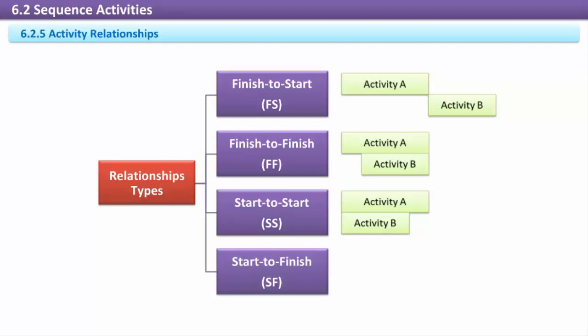Start to finish, SF. The completion of the successor activity depends upon the start of the predecessor activity. Activity B can't complete until activity A has started. For example, in a project in which equipment is being replaced, before the old equipment, activity B, can be fully decommissioned, the initial testing of the new equipment, activity A, should have been successfully started. The testing does not need to be fully completed, but just far enough along that the team can be assured the new equipment is functioning before the old equipment is dismantled.